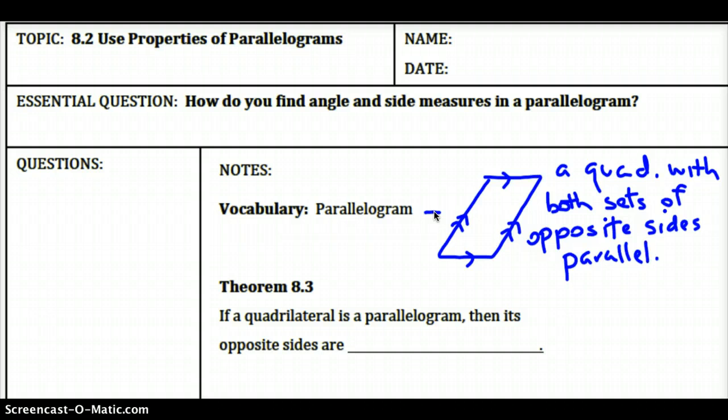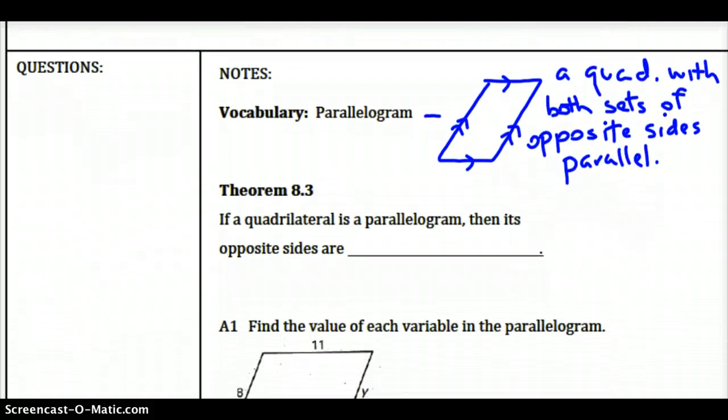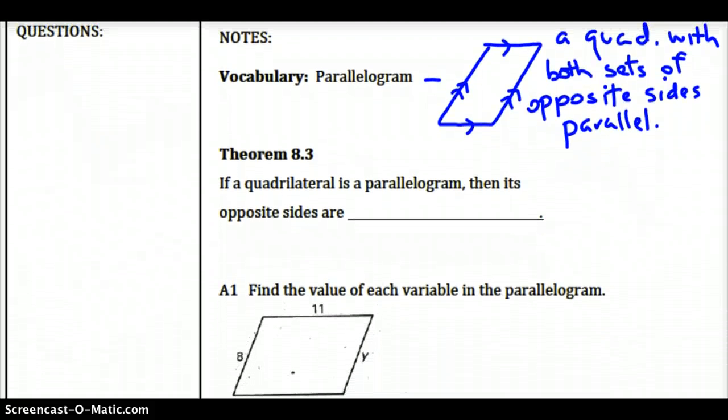Alright, now from this figure and with that definition we can come up with a number of properties that we'll denote with theorems. If we have this situation in a parallelogram, we know that both sets of opposite sides will be congruent.